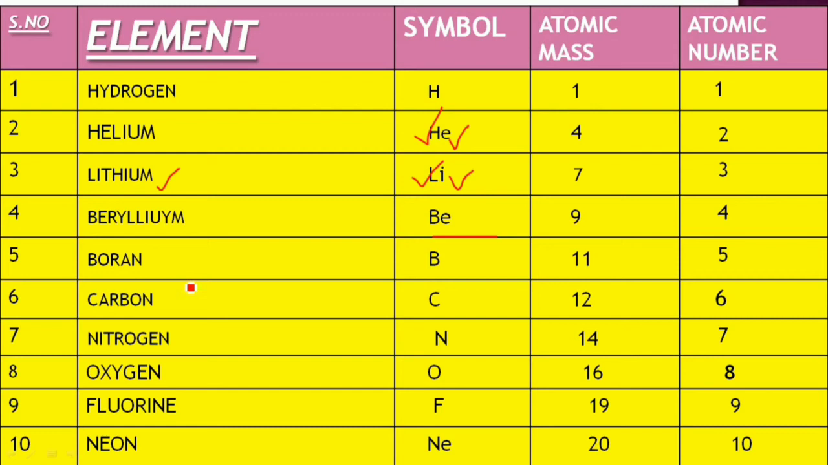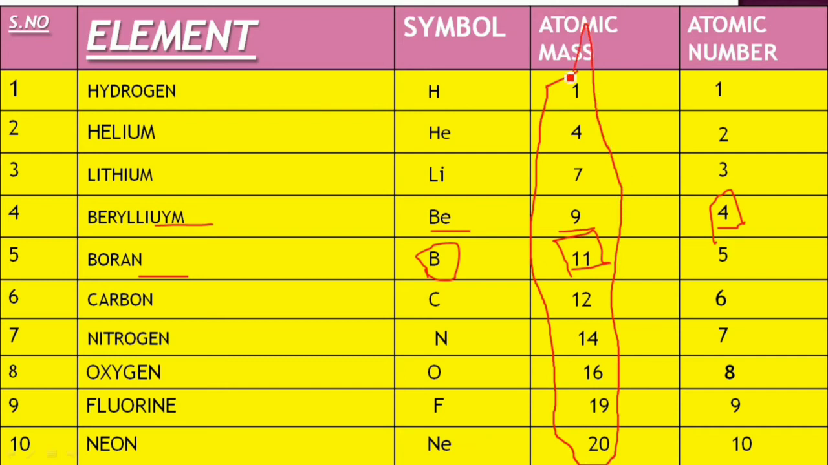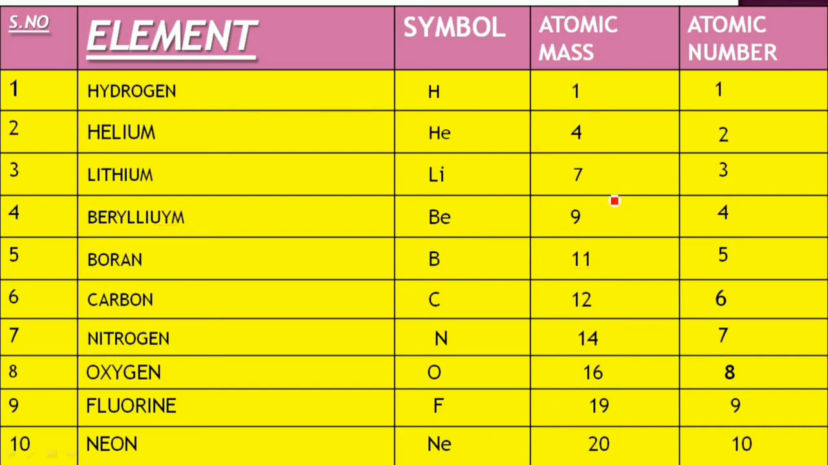Beryllium is not completed. Its symbol is Be, its atomic mass is 9, and its atomic number is 4. Now next, boron. Its symbol is B and its atomic mass is 11. There are masses in decimal points, but I am showing approximate values. Its atomic number is 5.